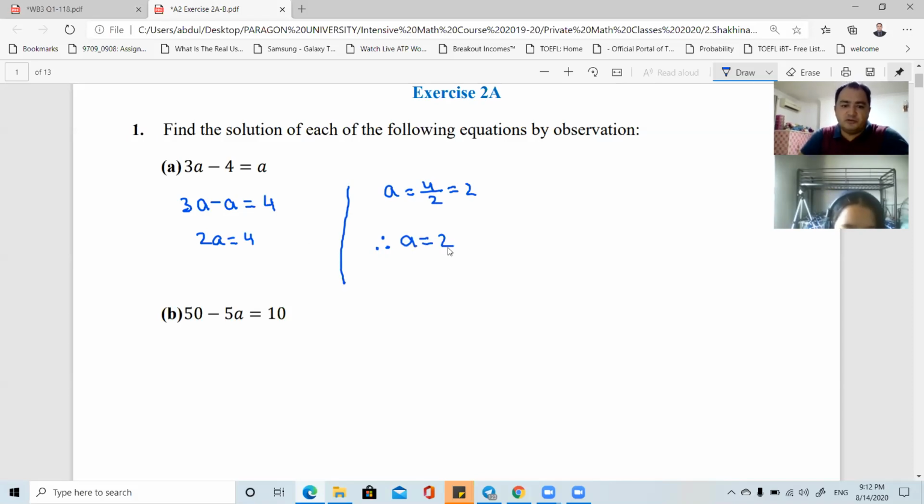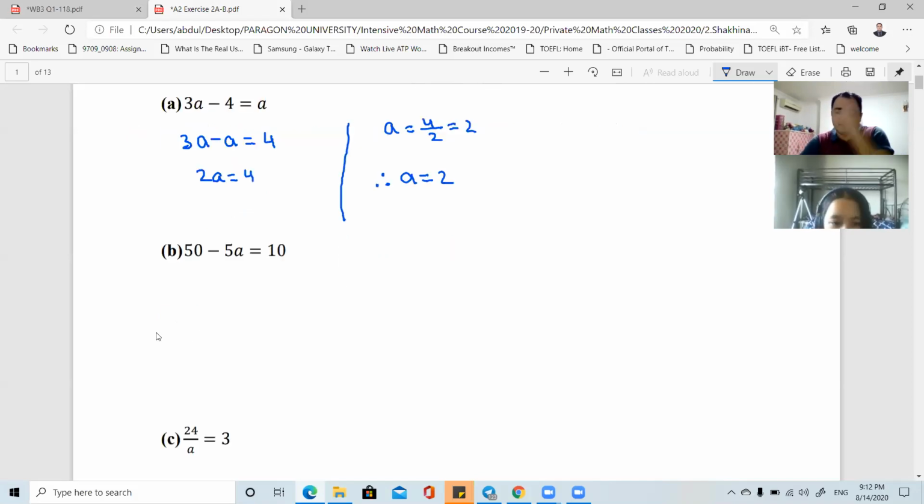So I will just watch and you will do this. And one more example here, question B, let's say we have 50 minus 5a equals 10. On the right-hand side, we do not have any unknown, right? So we should take this 50 to the right-hand side. When it changes its side, it also changes its sign. It is plus 50, so it becomes minus 50. Actually, we are subtracting 50 from both sides to eliminate this 50.